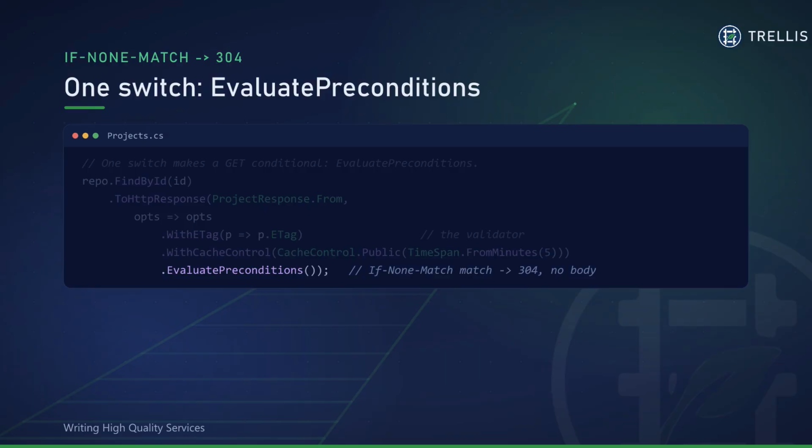Trellis reads the client's If-None-Match, compares it weakly against the aggregate's current ETag, and on a match short-circuits to a 304 with no body. The ETag and Cache-Control still ride along, so the cache stays primed. Change the project, the tag changes, and the next read gets the full body. You write the read once. The conditional behavior is opt-in, one method.